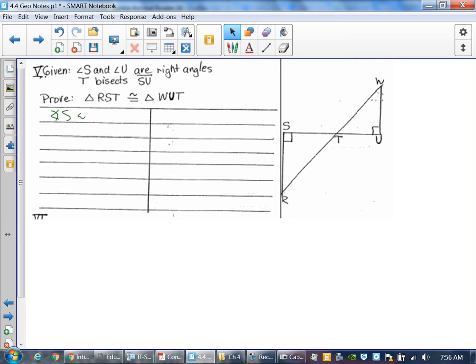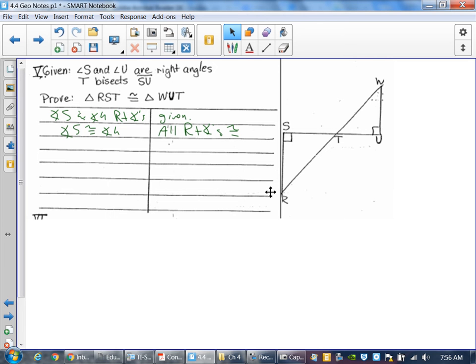S and U are right angles. What do you do when you are given right angles? But in triangles, when we're doing proof, so do we say equals? We're going to say, very good. So we say that they're congruent then. So, angle S, congruent, angle U. Reason. Very good. Diagram is already marked for us.